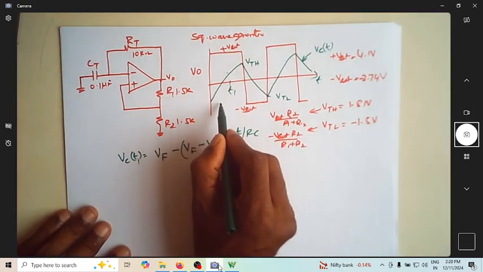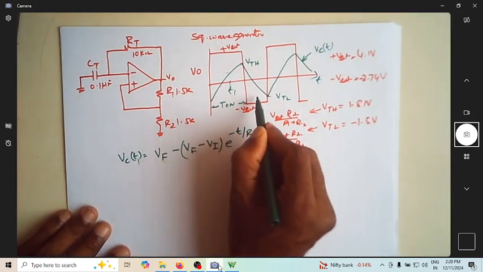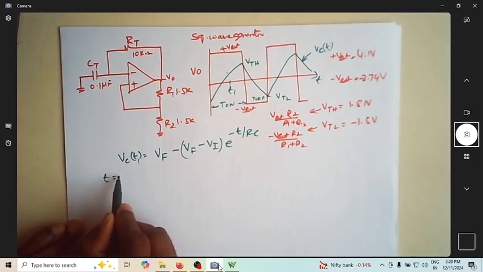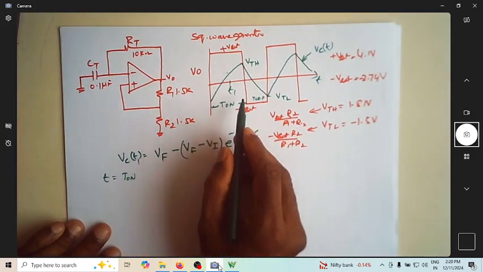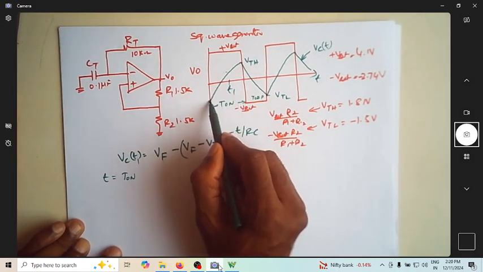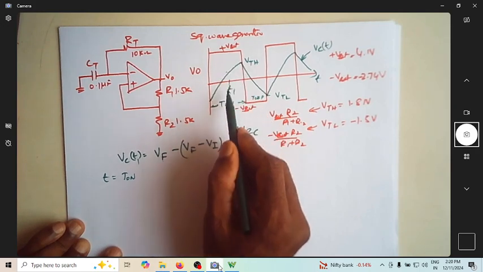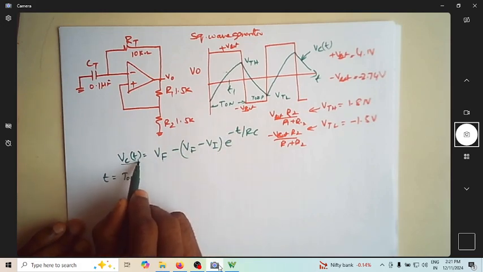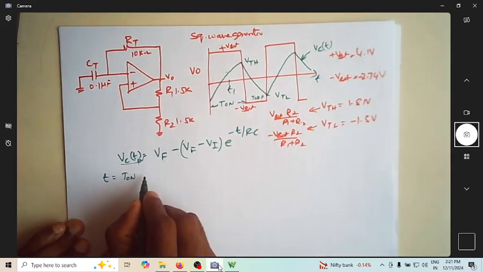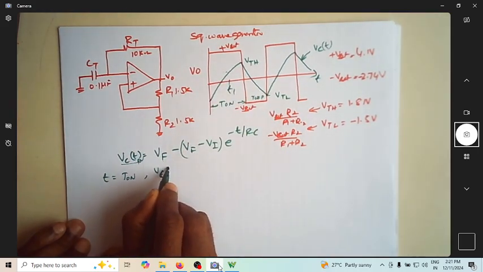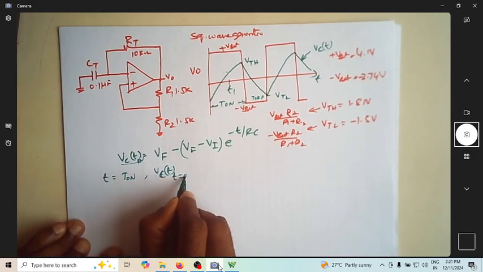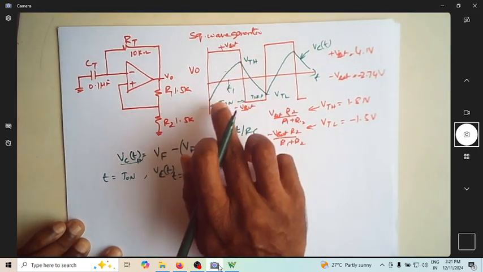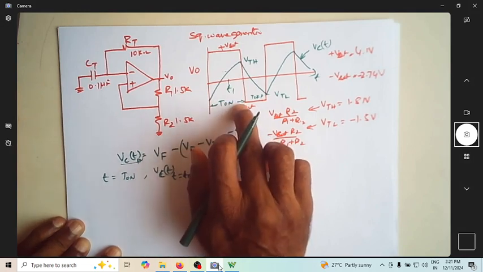So now since we want to find what T on and T off are, let us try to find out what happens at t equal to T on. For t equal to T on, this is my voltage at t equal to T on. So I will replace this t by T on, and this VC at t equal to T on is actually VTH. So VC of t at t equal to T on is actually VTH. So it will reach VTH whenever your time goes to T on.